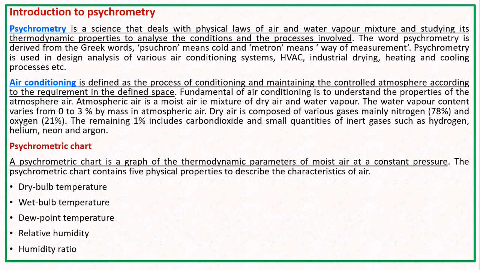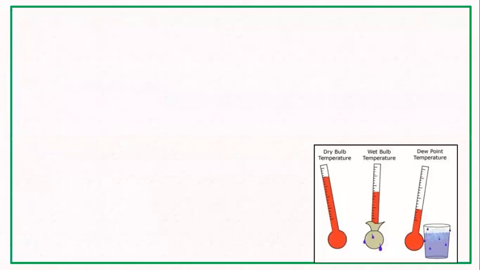Now let's see what is the psychrometric chart. It is nothing but a graph of thermodynamic properties of moist air at constant pressure. We'll get into it in detail in further lectures. In this lecture, let's see the five main important properties which are used to describe the characteristics of the air. They are dry bulb temperature, wet bulb temperature, dew point temperature, relative humidity, and humidity ratio.